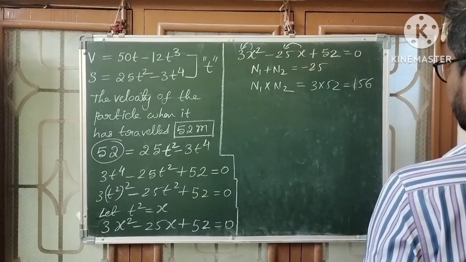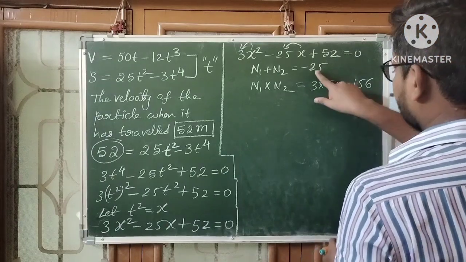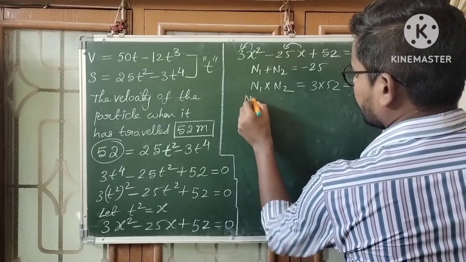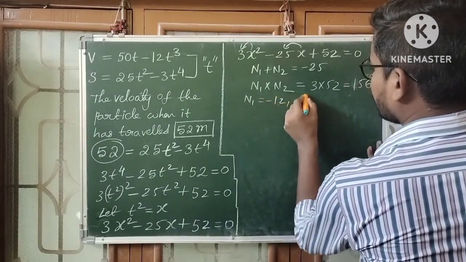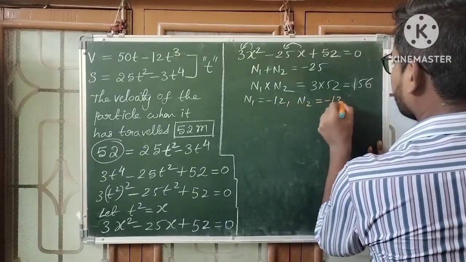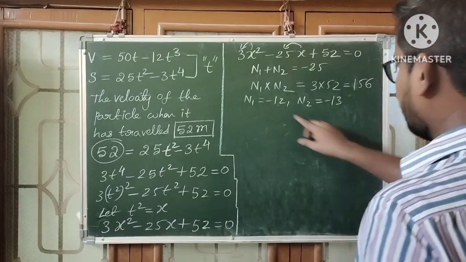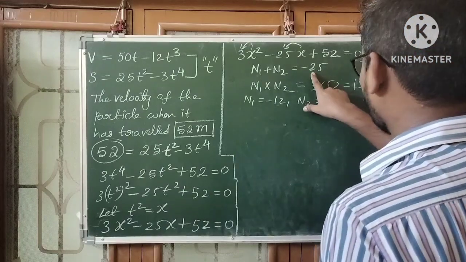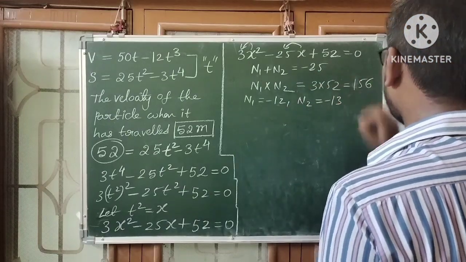So the possible case is 12 and 13, minus 12 and minus 13. N1 is equal to minus 12, N2 is equal to minus 13. Why minus 12 and minus 13? See, minus 12 minus 13 is minus 25. Minus 12 into minus 13 is plus 156.